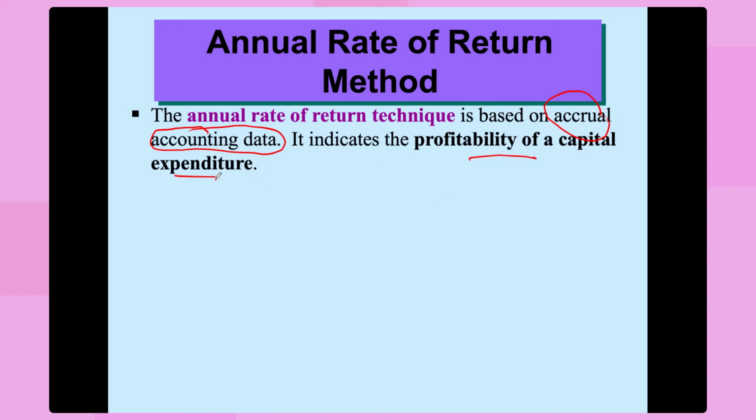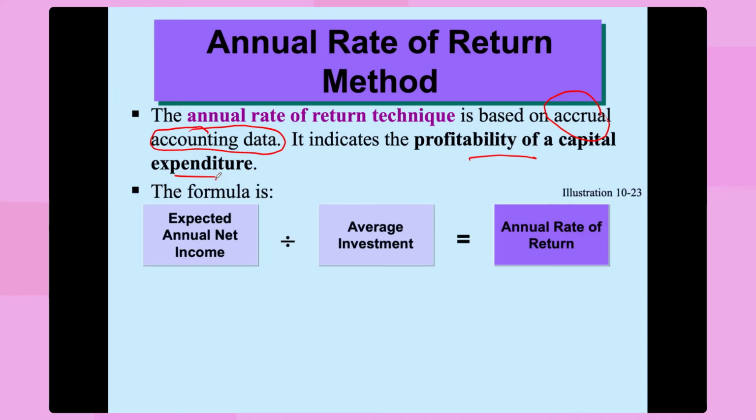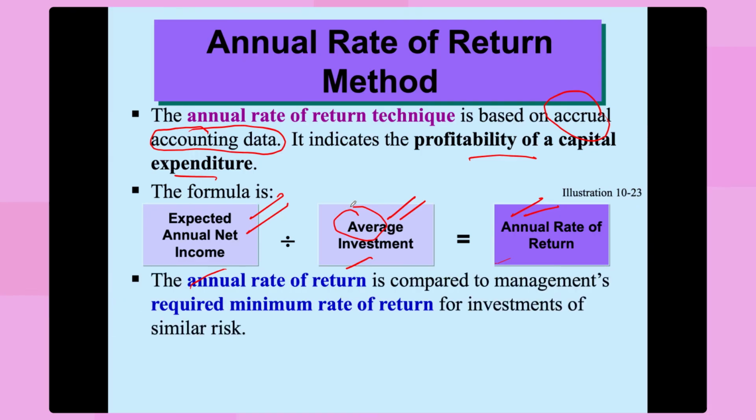Yes. Alright. So, the formula here, take note: net income divided by the average investment, and you have your annual rate of return. It should be the average investment. Take note of this. It is now your annual income. What is the formula for annual income? Sales minus cost of goods sold gives gross profit, minus expenses, and you have your net income. Right? That's our formula.